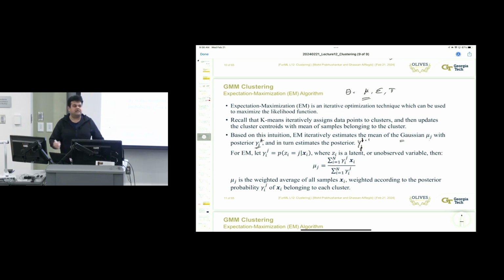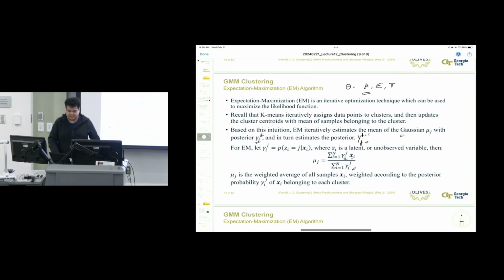So for a given mu j, there is a posterior given by mu j of t at, let's say, time t, and then our goal is to get gamma j of t plus 1, the posterior at the next step. So your mu j is very simple right now. Given in the beginning, it's just basically a set of all the mu of your data points. So given your gamma ij for a particular posterior, you're just taking the xi values and dividing by all the posterior values, similar to what we had done before. So mu j is the weighted average of all samples xi, weighted according to the posterior probability mu j. Again, this is exactly similar to what we had done before.